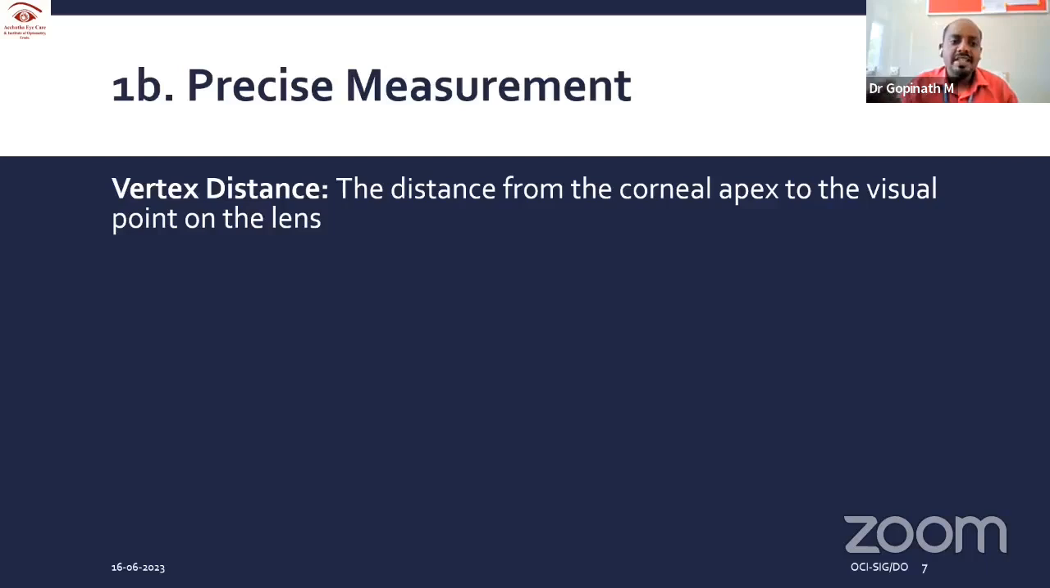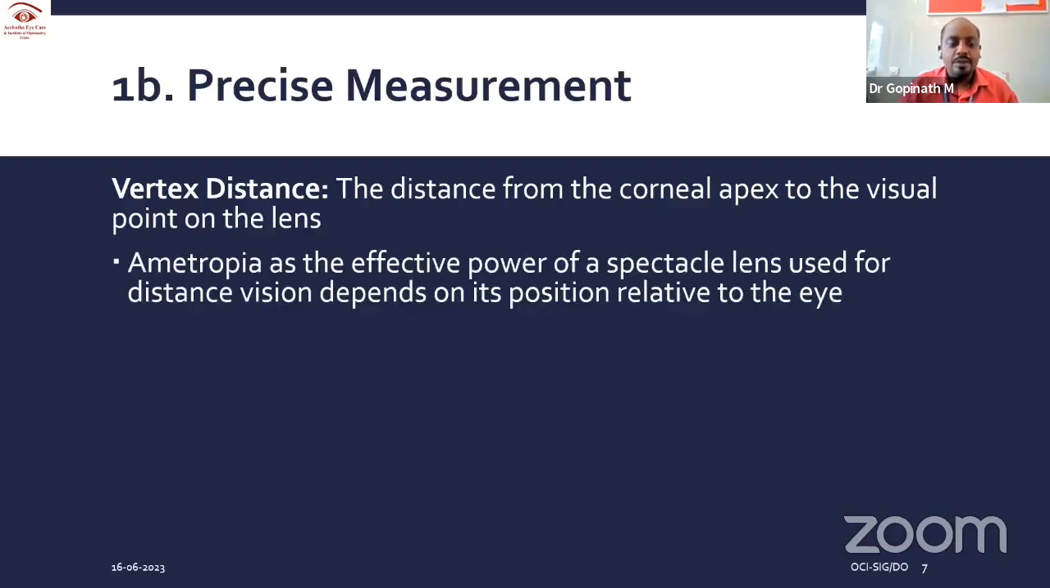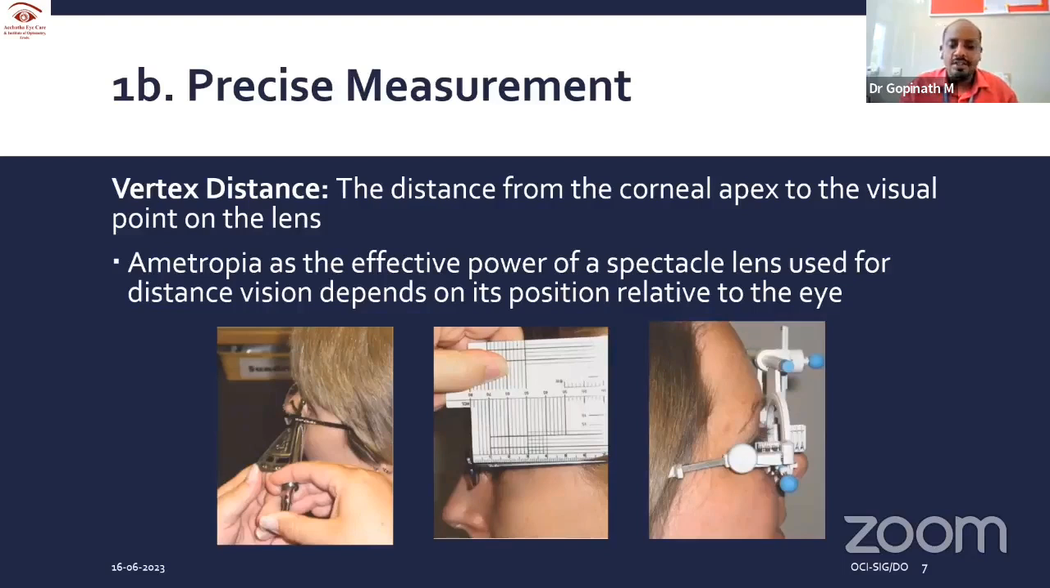So next one being the vertex distance, where it is usually measured from the corneal apex to the visual point on the axis. So what happens when you have an ametropia patient? You have one eye with less power and the other eye has a high minus prescription. The effective power of the spectacle is going to change, which is going to relatively affect the position of the distance vision. So these are the three different methods you measure the vertex distance.